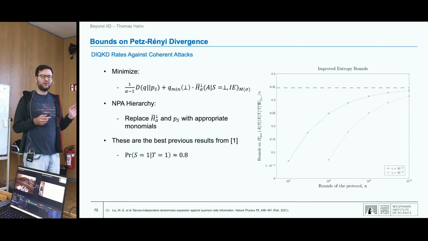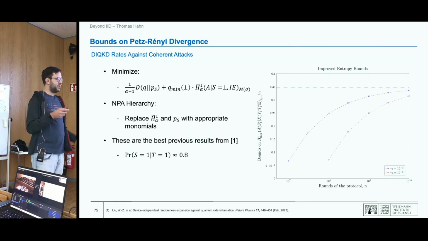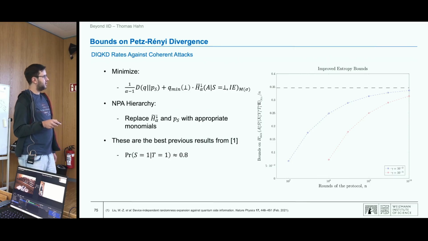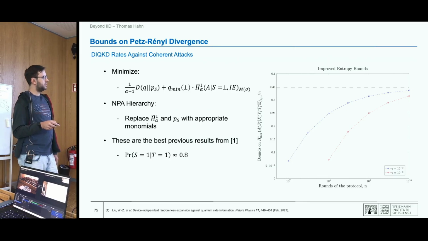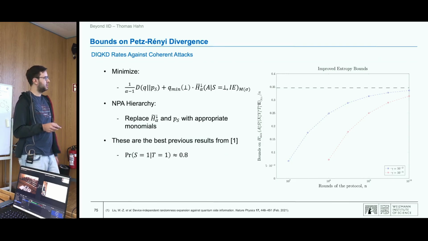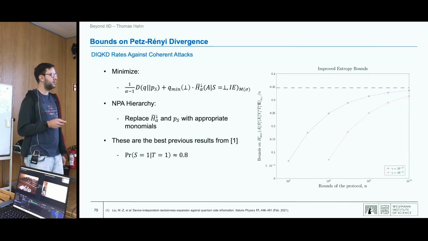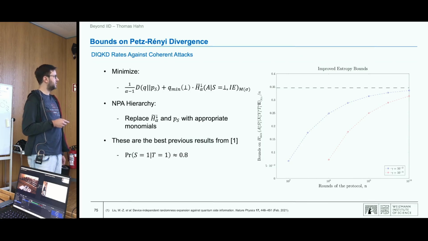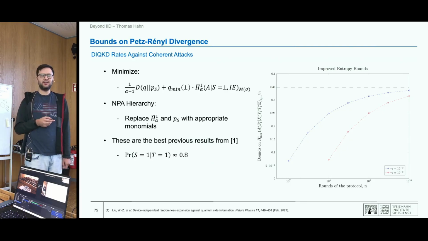Just to see what we got from this, these were basically the best previous bounds you could get from an entropy accumulation theorem, some important data. Here, gamma denotes the probability of a test round. That means if gamma is 1 over 100, then 1 every 100 rounds will be a test round. And here for gamma equals 10 to the minus 3, 1 in every 1,000 rounds will be a test round. The accept condition is whenever they do a test round, they should pass with approximately 80%.